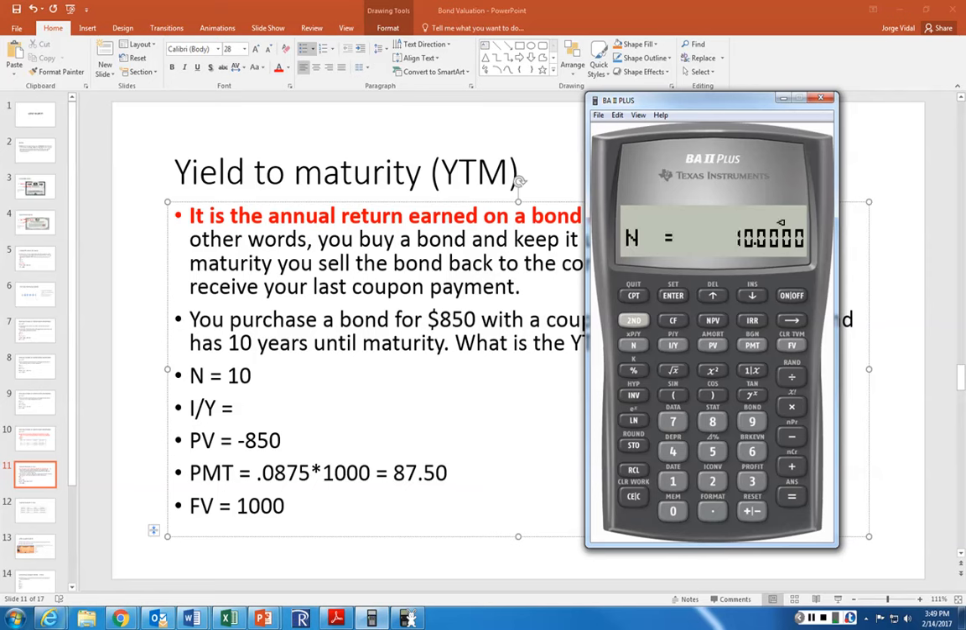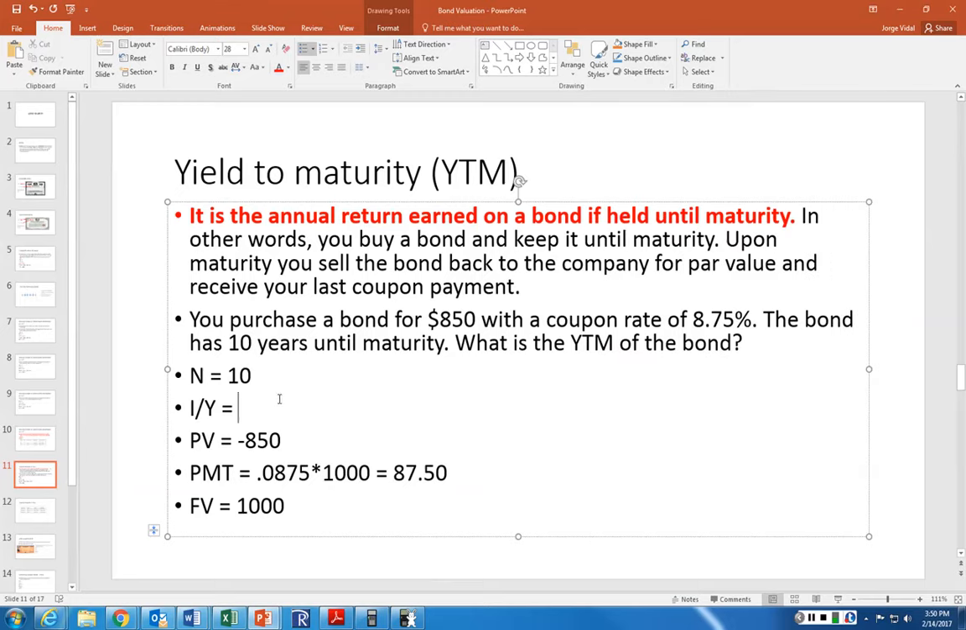10 years, 850. Negative, you're paying for the bond. Payment 87.50. Positive, you receive the coupon payment. Par value 1,000. Positive, you receive the par value. Compute IY. So the YTM is 11.33%.